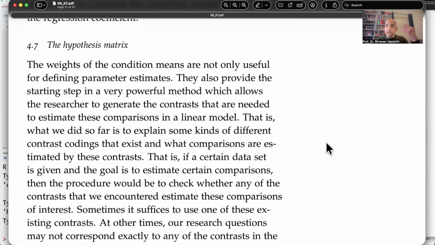Why is that good? That's good because now if we want to do a hypothesis test, we can simply do the hypothesis test on the slopes and we get the answers to the question.